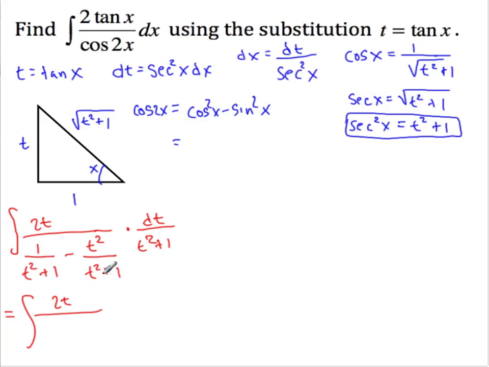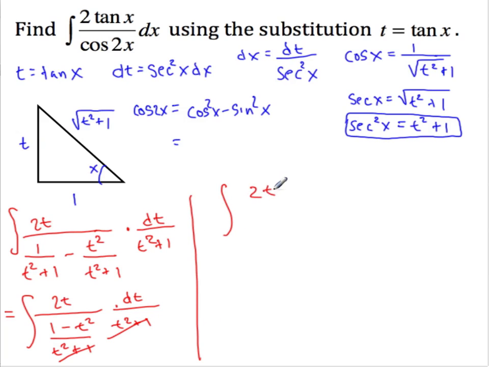All right, 2t. Look, the denominator's the same. The denominator's the same. That's why I used this one. So I have 1 minus t squared over t squared plus 1, times dt over t squared plus 1. Things are canceling. We have the integral of 2t over 1 minus t squared dt. Now here's an integral we can take.